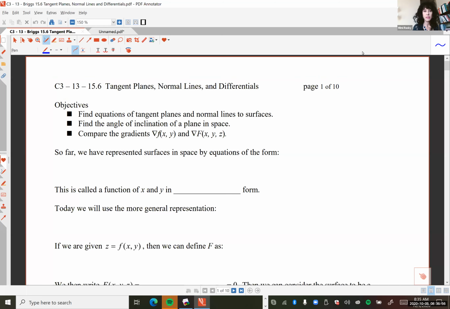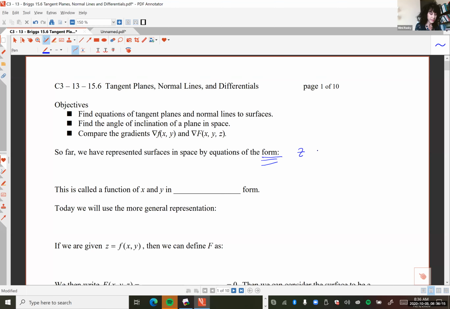Okay, so let's do 15.6, tangent planes, normal lines, and differentials. And this is really fun, and it's pretty easy peasy. So hopefully you can get behind it. So far, we've represented surfaces in space using equations of this format.